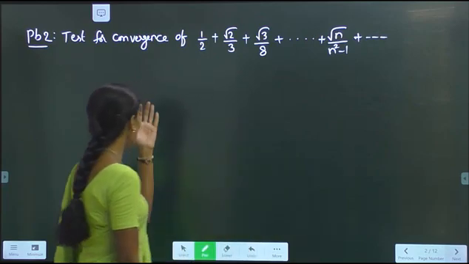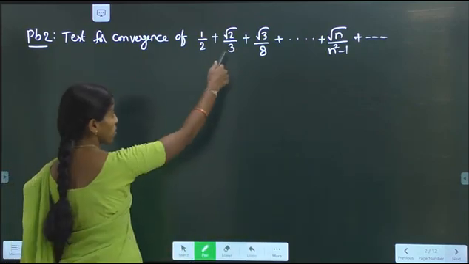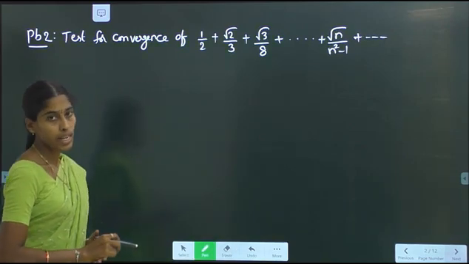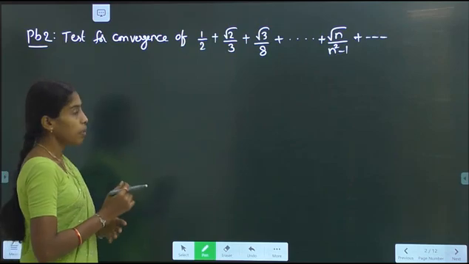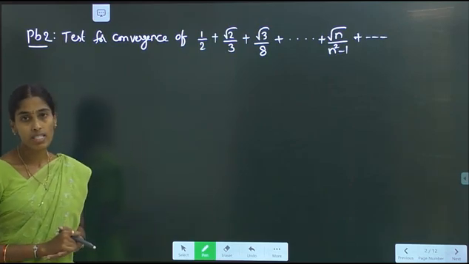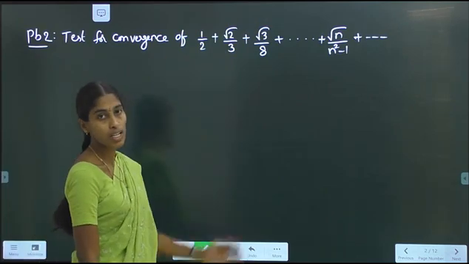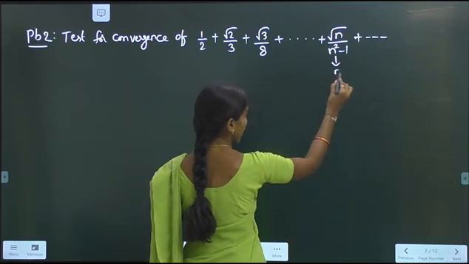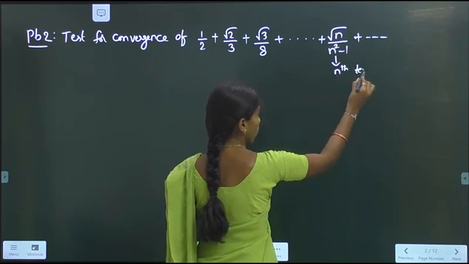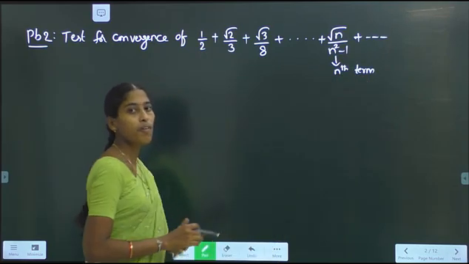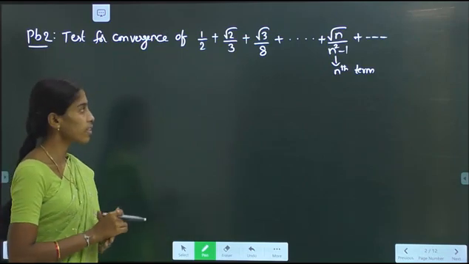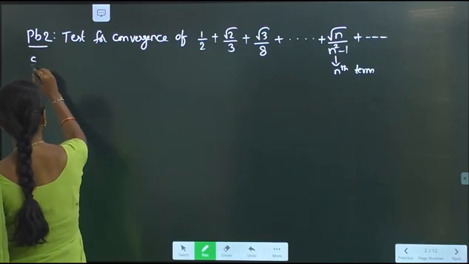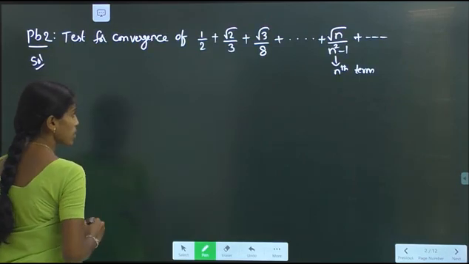Next problem. Test for convergence of the series 1 by 2 plus root 2 by 3 plus root 3 by 8 and so on plus root n by n square minus 1 and so on. Because series is nothing but sum of the sequence terms. Here some of the terms are given. It is the nth term, right? Generalized term in terms of n is known as nth term. What is the nth term? Root n by n square minus 1. Right, now we will see the solution of the given sum.